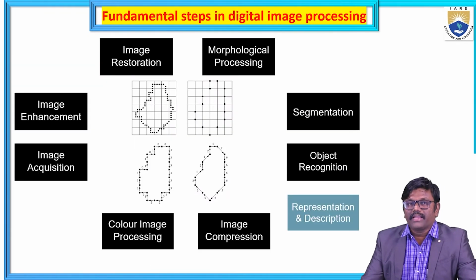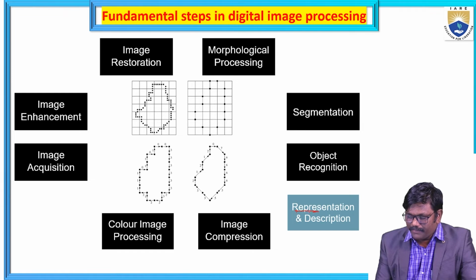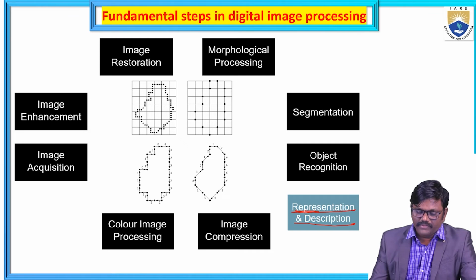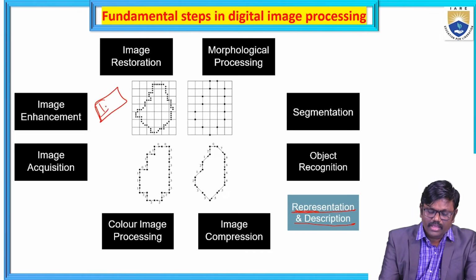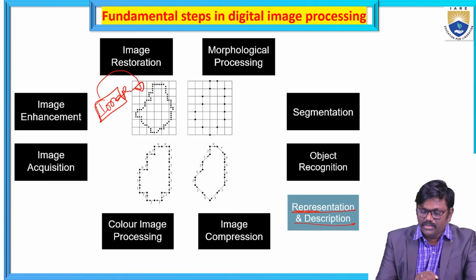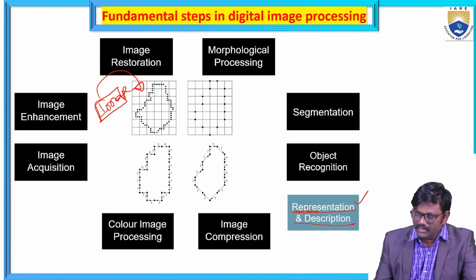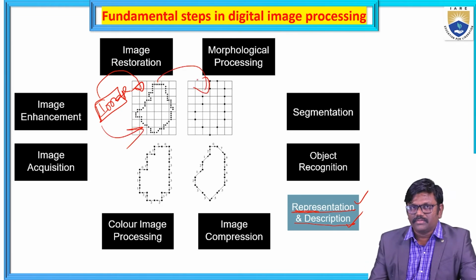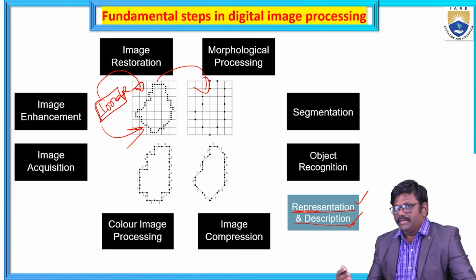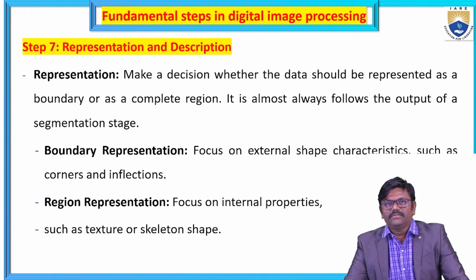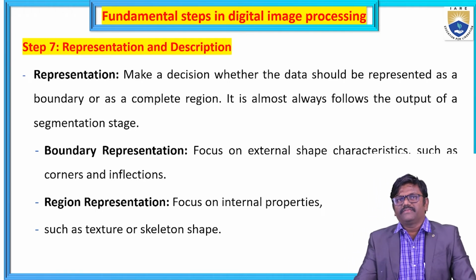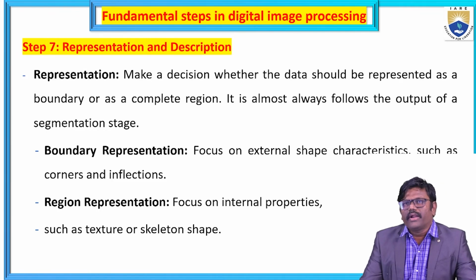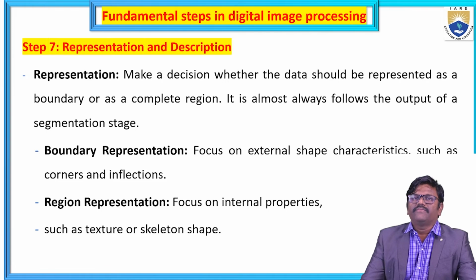Okay. So we'll go to another step that we call representation and description of an image. So what is an image? An image which we are going to keep into representation and description. How we represent this and how we make it into a description, we'll see in detail. Here that is the last step, the seventh one, representation and description. First of all, you have to understand what representation of an image means.